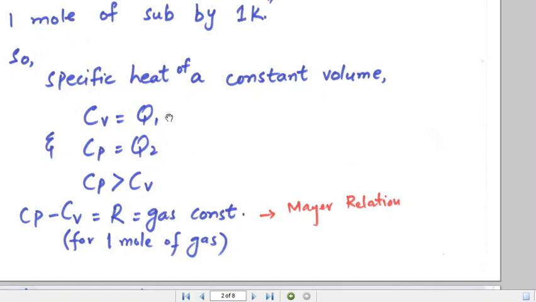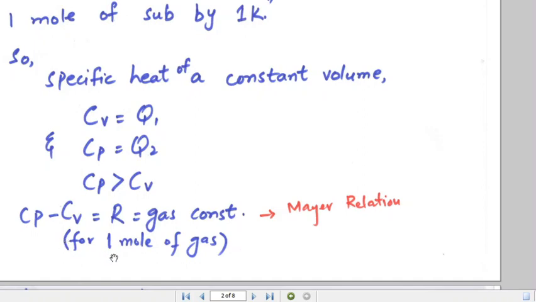And since Q2 is greater than Q1, we can say that the specific heat at constant pressure is always greater than the specific heat at constant volume. And the difference of the specific heat at constant pressure minus the specific heat at constant volume is always equal to a gas constant, which is equal to 8.3 joules per Kelvin. This statement can easily be proved for diatomic or triatomic gases as well as for monatomic gases. That is, the difference will always be equal to 8.31 joules per Kelvin.